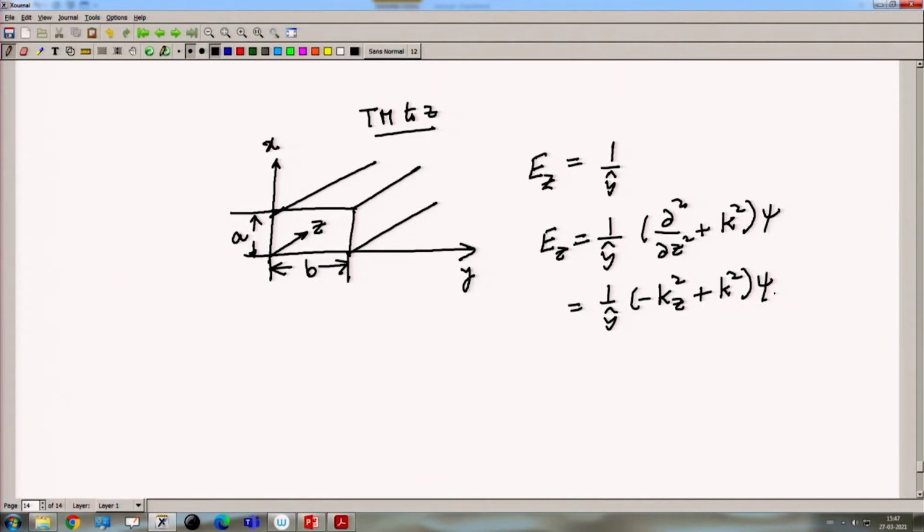So, this electric field Ez will have to vanish at all 4 walls of the rectangular waveguide. So, we will have to satisfy the boundary conditions Ez is 0 at x equal to 0, x equal to a, y equal to 0 and y equal to b.